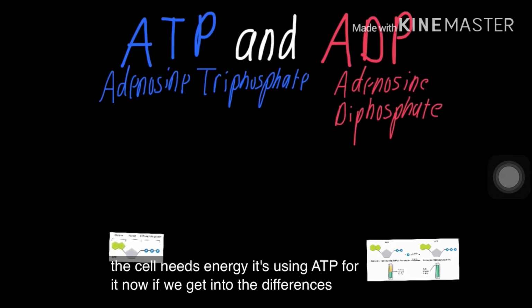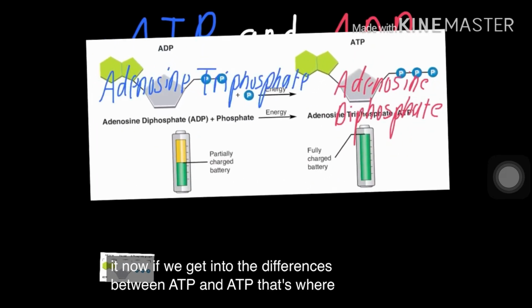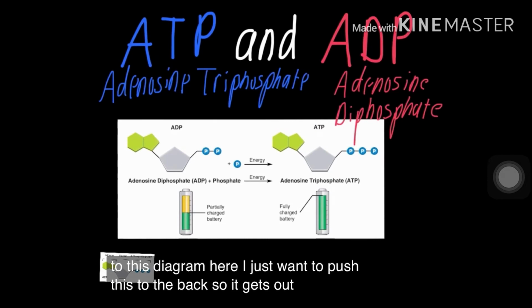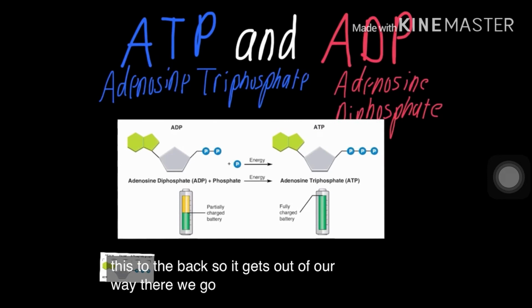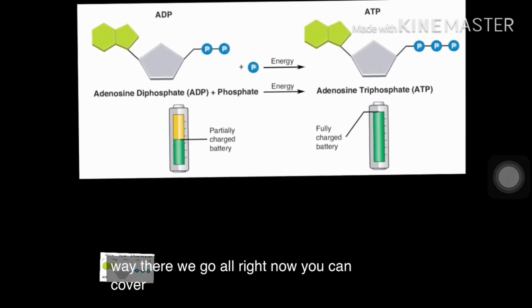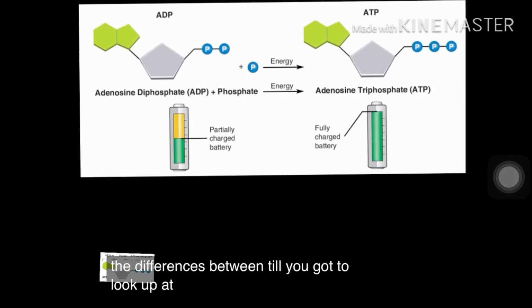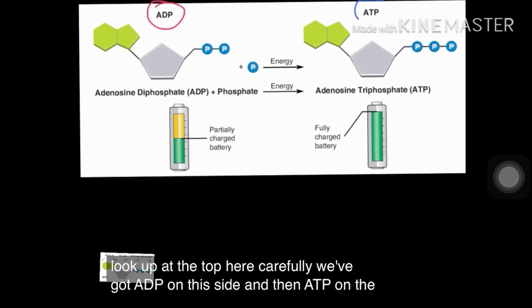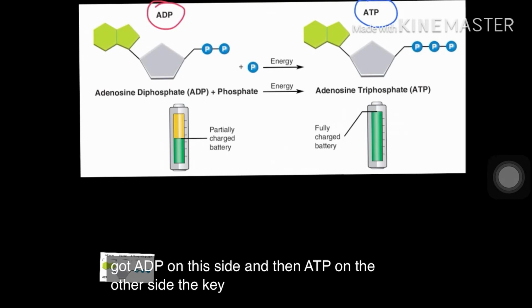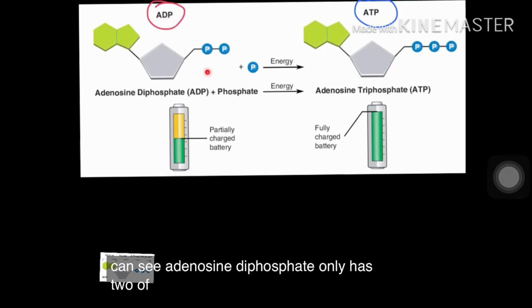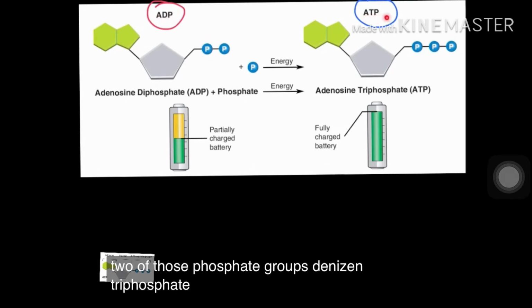Now, if we get into the differences between ATP and ADP, that's where we get to this diagram here. I just want to push this to the back so it gets out of our way. There we go. Alright, so now we can cover up that title. If we're looking at the differences between the two, you've got to look up at the top here carefully. We've got ADP on this side and then ATP on the other side. The key difference has to do again with the number of phosphates. You can see adenosine diphosphate only has two of those phosphate groups. Adenosine triphosphate has all three.